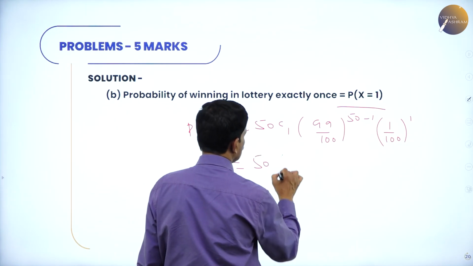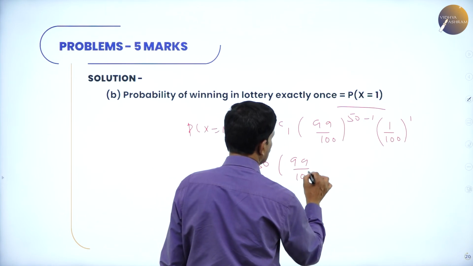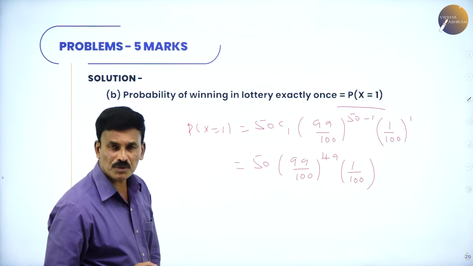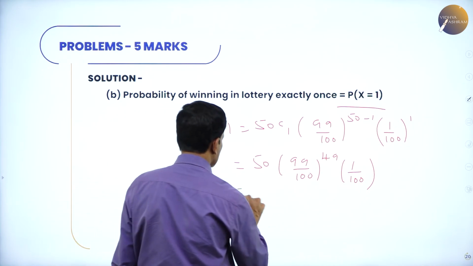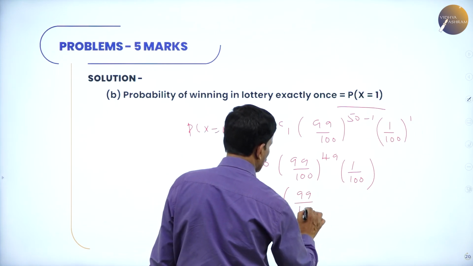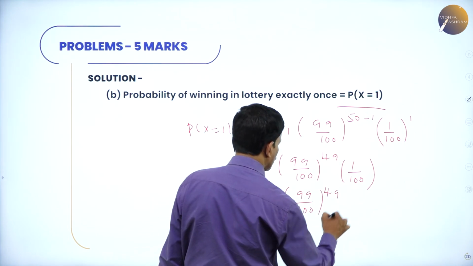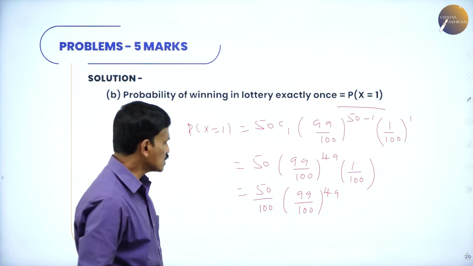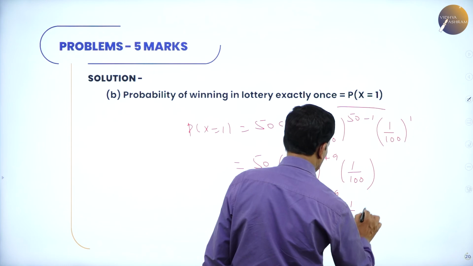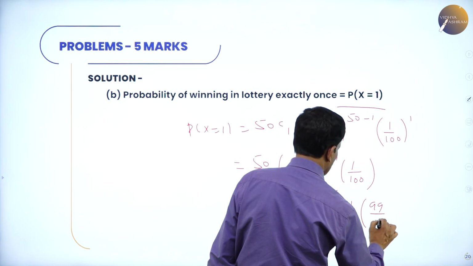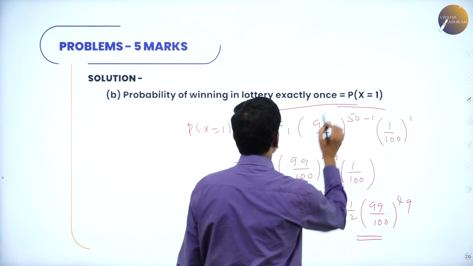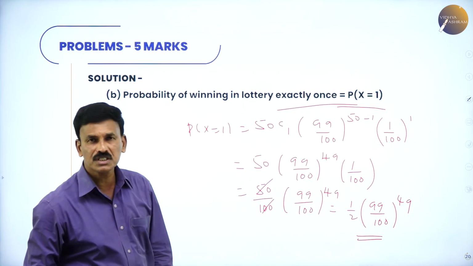This is 50 into (99/100)^49 into 1/100. So this can be written as 50/100 into (99/100)^49. Simplify this: 50 by 100 is 1 by 2, so 1/2 times (99/100)^49 is the probability of winning the lottery exactly once.